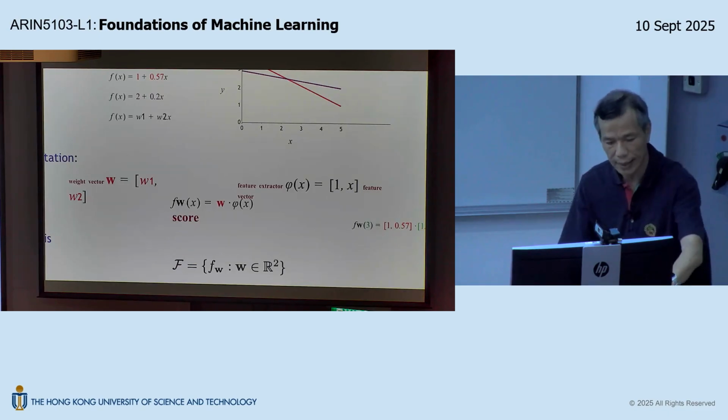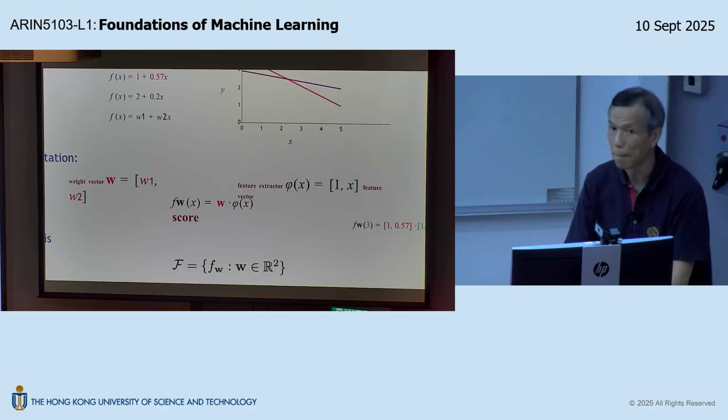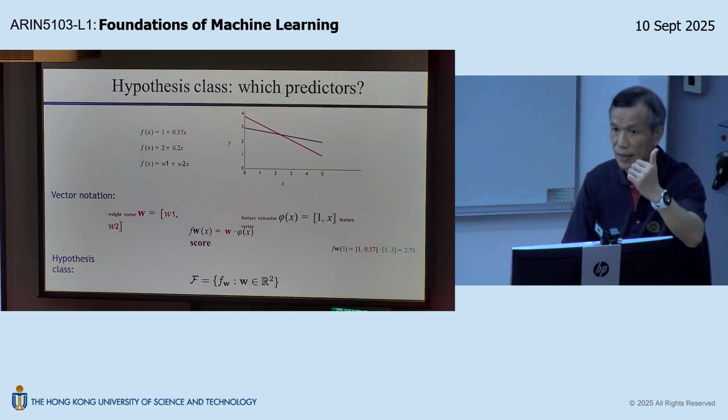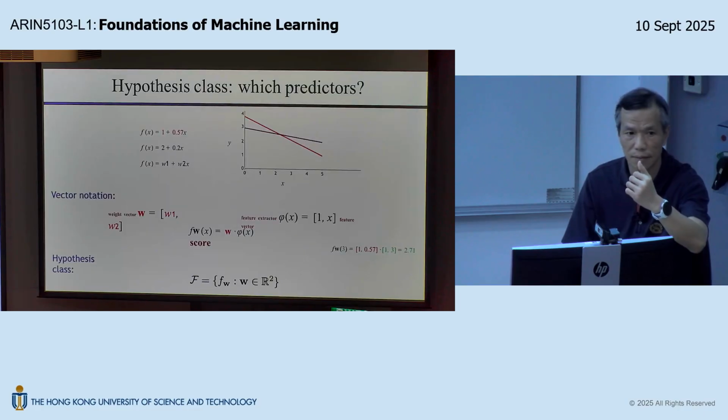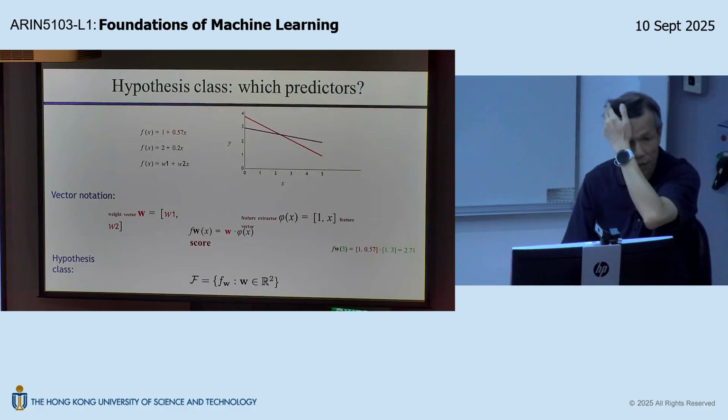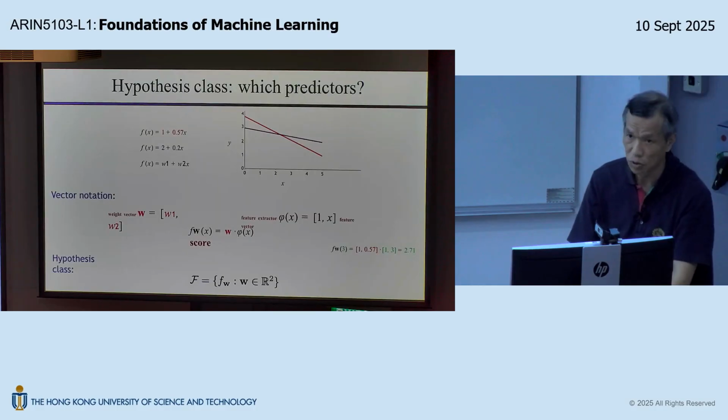This class of models is obtained by varying the W. The W is a two-dimensional vector. Is it clear? So this is the first question, the model class. Once I have the model class, as we said, first you have to define the hypothesis class, which is what kind of models you want to use.